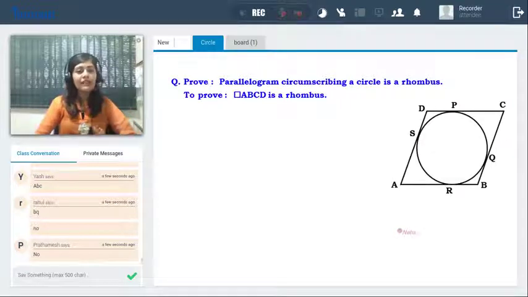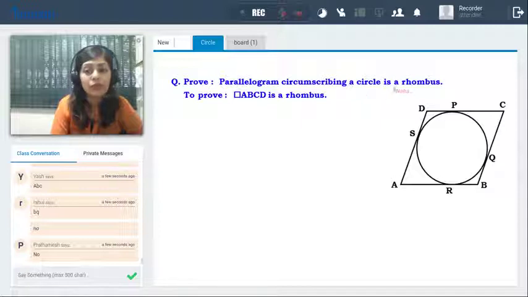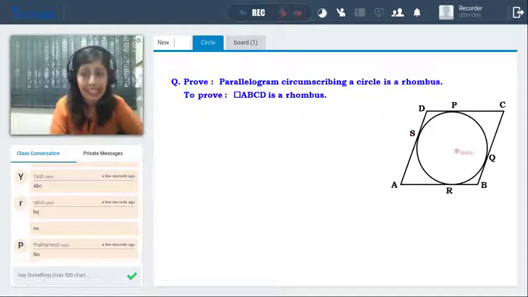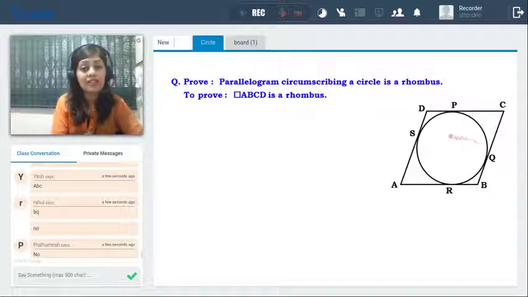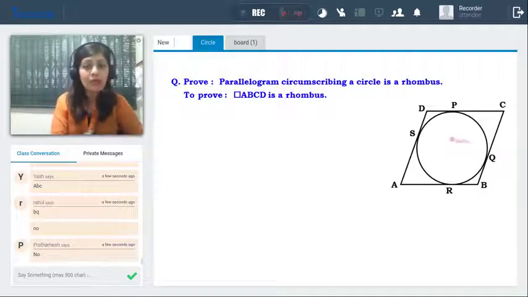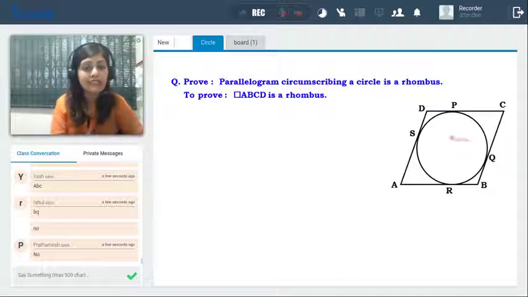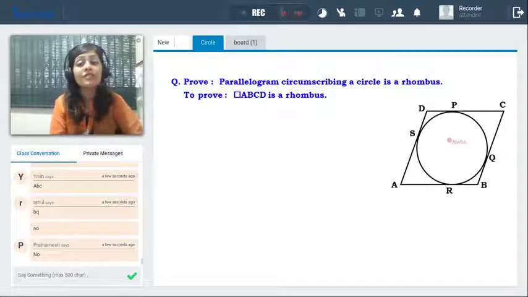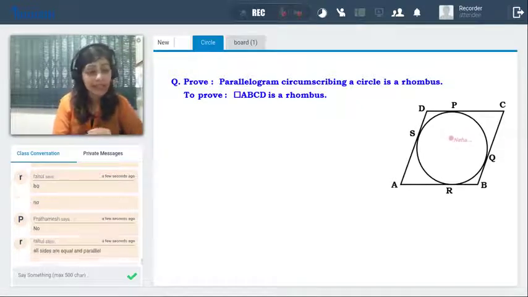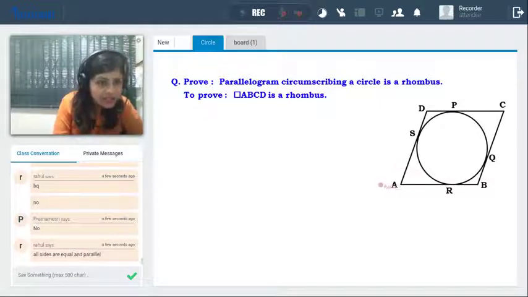Now, parallelogram circumscribing a circle is a rhombus. What do we need to prove? That there is a parallelogram ABCD and we need to show that ABCD is a rhombus. Now students, for this, first thing you need to know properties of a parallelogram and properties of a rhombus. We know that a parallelogram is a quadrilateral in which opposite sides are parallel and opposite sides are equal. Yes, we already know opposite sides are equal.